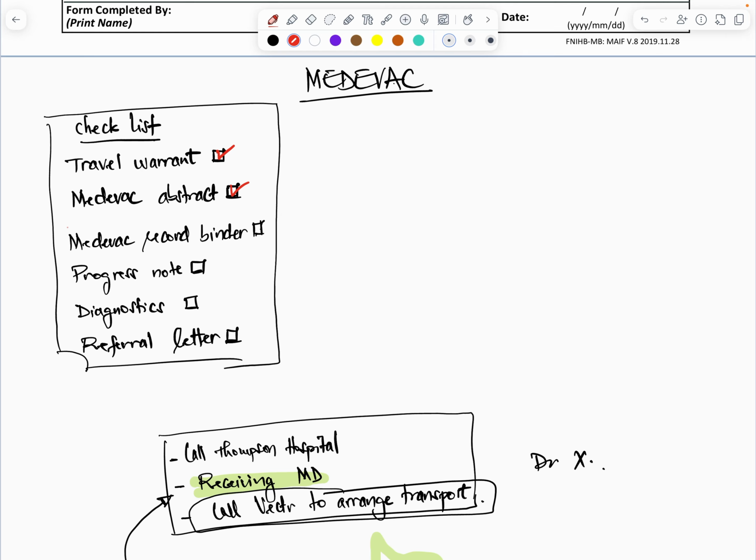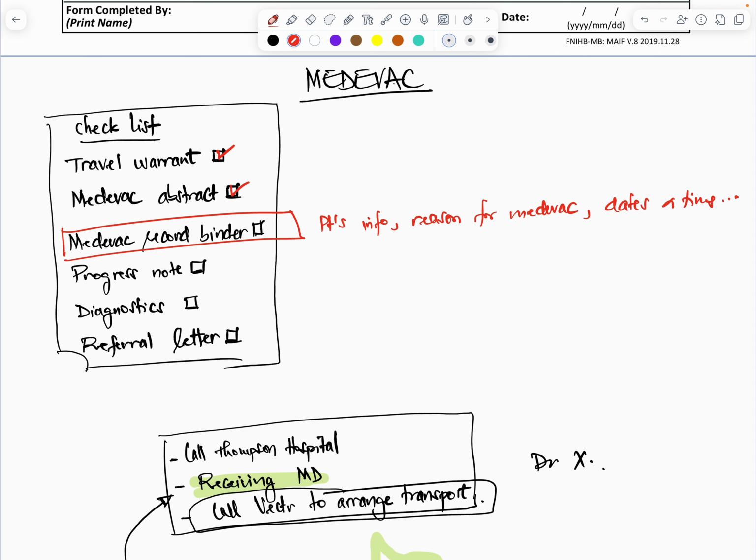The Medevac record binder page, right? This is very, very important. This is how we keep track of Medevacs, all right? So on that page, it's going to be in the Medevac binder. Essentially, we'll put the patient's information, reason for Medevac, right? And obviously the dates and times are very critical, right? We need to document the Medevacs in there because that is how we keep track of data. Not only that, I think it does play a role also in funding and keeping a record.